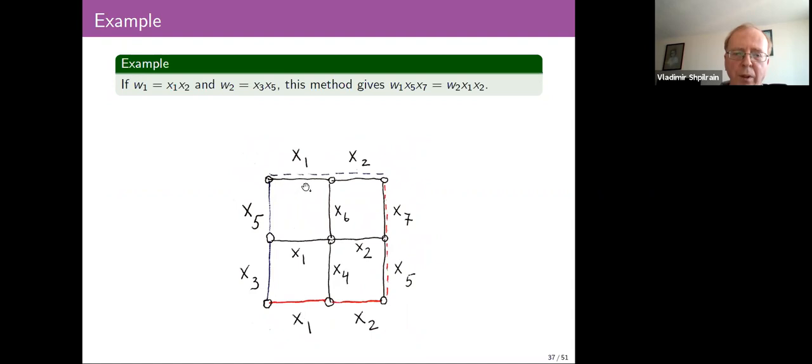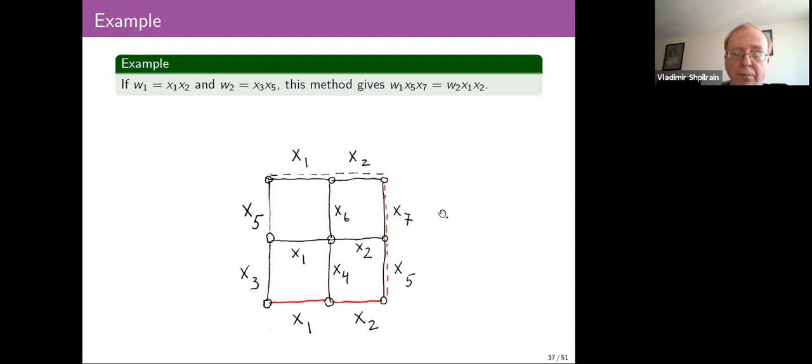And we do the same thing with every little square. Now every edge is marked. And on the boundary of the big square, we can now read this equality: X1, X2, X5, X7 in red is equal to X3, X5, X1, X2 in blue. So that's the OR condition in this case.